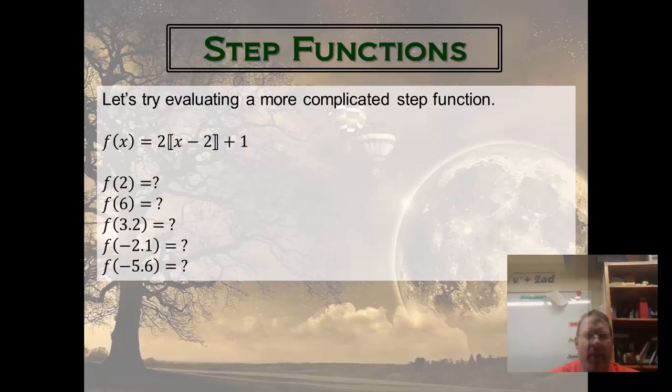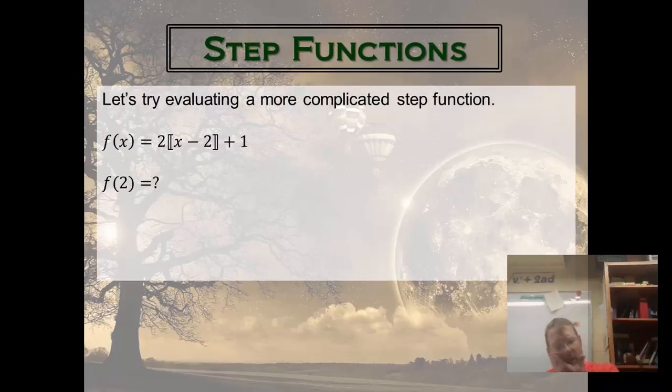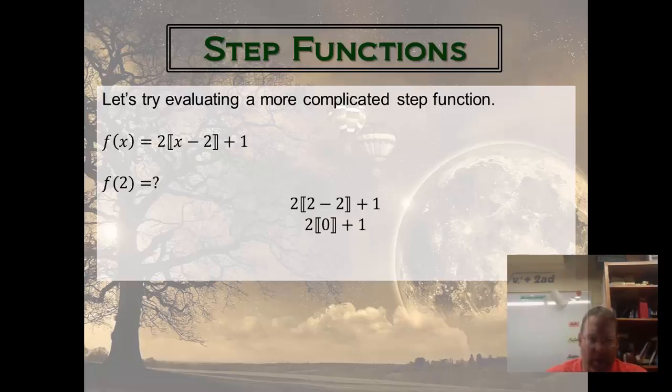Alright, so we're going to take this one at a time, starting with f of 2. What I'm going to do is plug 2 in for x, and go through this in a normal algebraic process. So when I plug 2 in, inside the parentheses is 2 minus 2, which is 0. So inside the bracket you have 0, 2 times 0 is 0, plus 1 is 1. So your answer for f of 2 is 1.